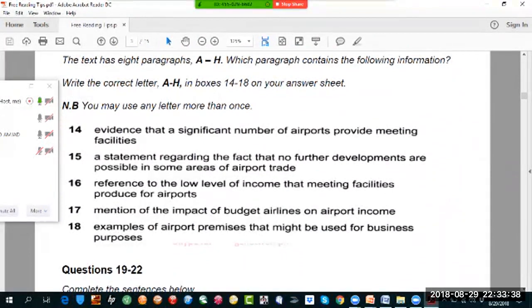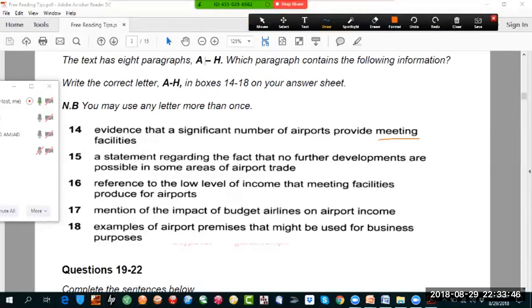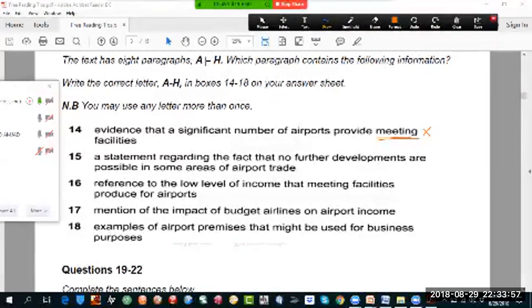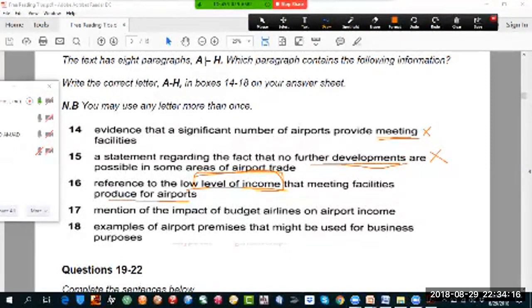Evidence that a significant number of airports provide meeting facilities. Did we discuss or find anything about meeting facilities there? No, no, no. So this is not in paragraph A. A statement regarding the fact that no further developments are possible in some areas of airport trade. We didn't talk about further developments. Reference to the low level of income that meeting facilities produce for airports. We discussed low level of income, but we didn't talk about meeting facilities.